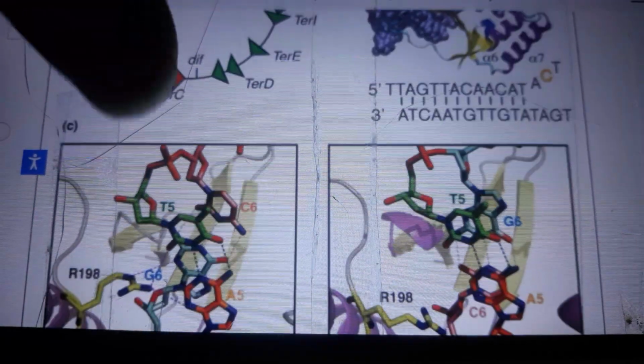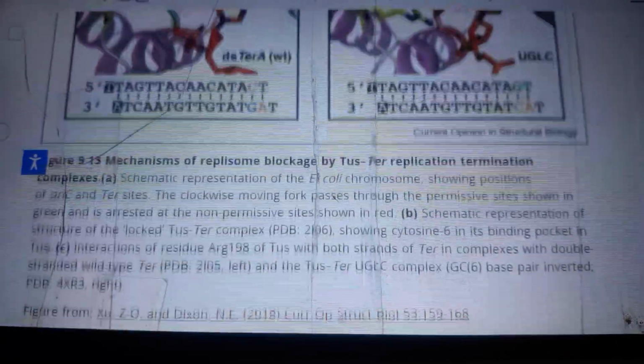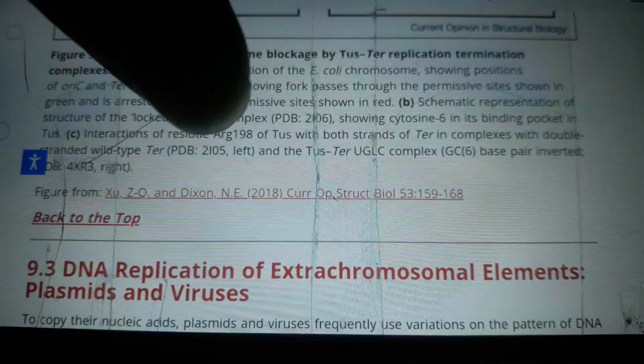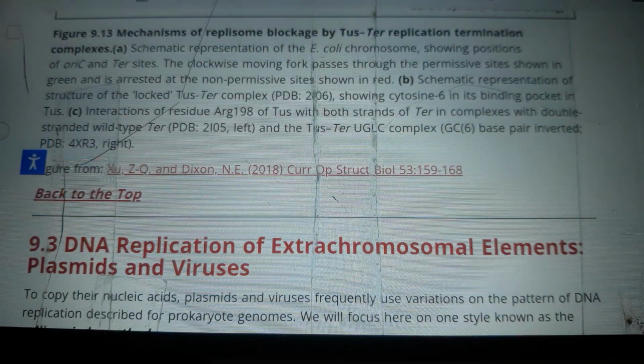So check this figure out, take screenshots please, and make notes. They could be very helpful. And note the details as I read them out for you as well.